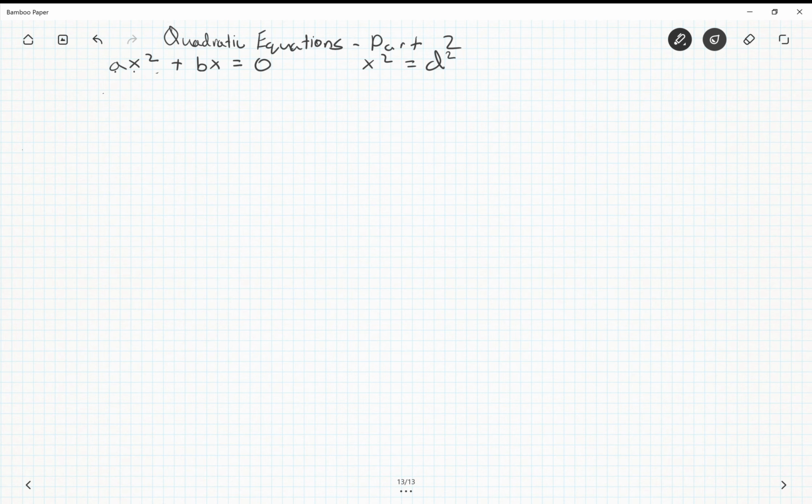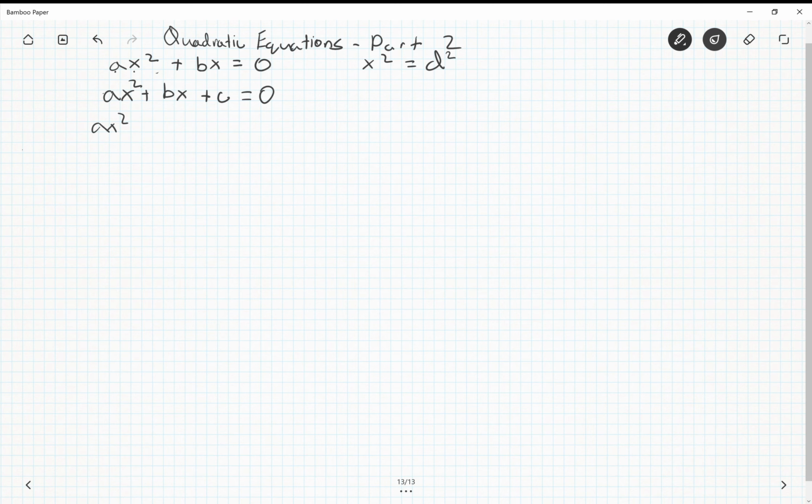Today in this video I'll be discussing quadratic equations. So it's a part 2 of my previous video. In the last video we discussed how to use the null factor law and the middle term factor law, and we also discussed the standard form of a quadratic equation, which is ax squared plus bx plus c equals 0.